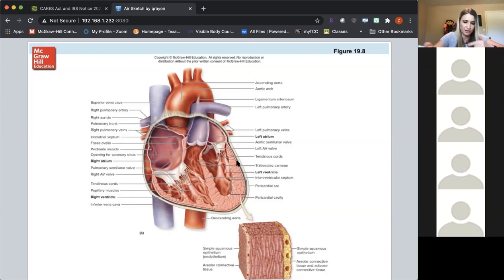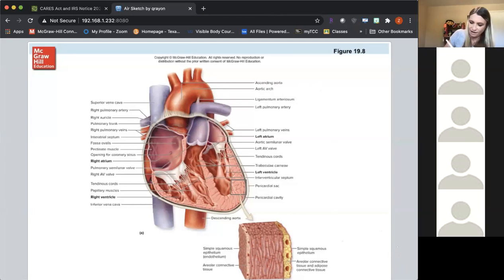Again, waiting for it to appear. Where is it? Let me see. I wonder if I can do my sharing a little differently. Oh, nope, this doesn't work for some reason. I thought maybe I could share just my iPad screen and that would be faster, but that did not work. Okay, so anyway, we have that right atrium right there.